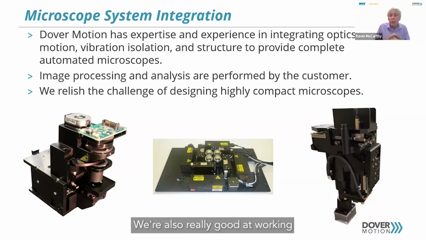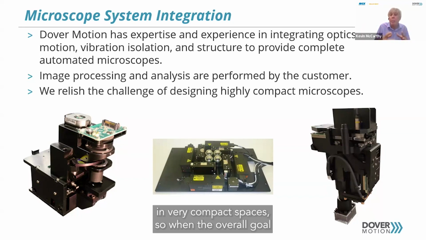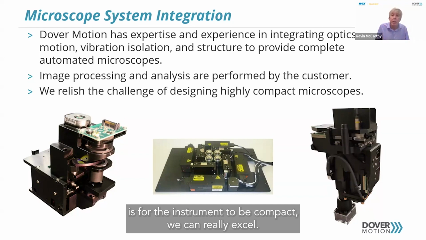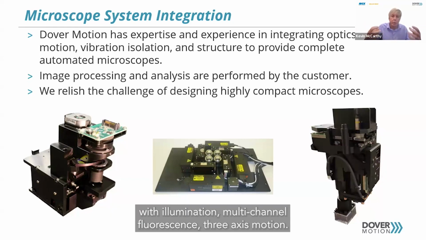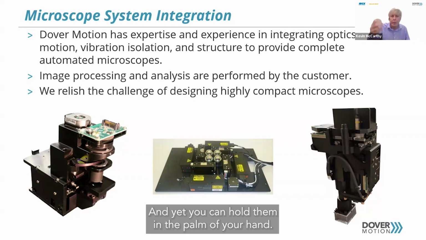We're also really good at working in very compact spaces. So when the overall goal is for the instrument to be compact, we can really excel. And there on both sides of that are 3-axis complete microscopes with illumination, multi-channel fluorescence, 3 axes of motion, and yet you can hold them in the palm of your hand.